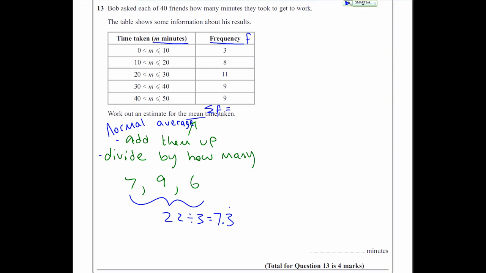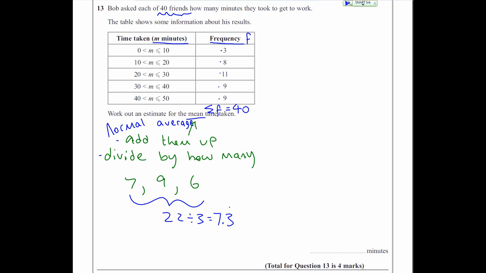You might have seen that sign before. It's a capital sigma, and it means sum up. Okay? So on your calculator, you're going to do 3, add 8, add 11, add 9, add 9. Notice I'm doing it on my calculator because it's a calculator paper. There's no point making mistakes. That gives you 40. So you know there's 40 people. And in this question, that information was actually given to you as well. But it doesn't matter.